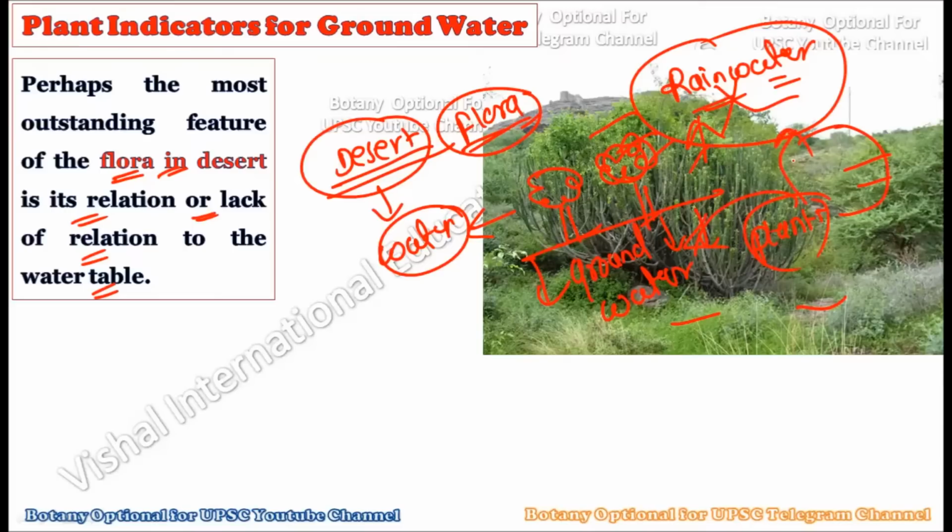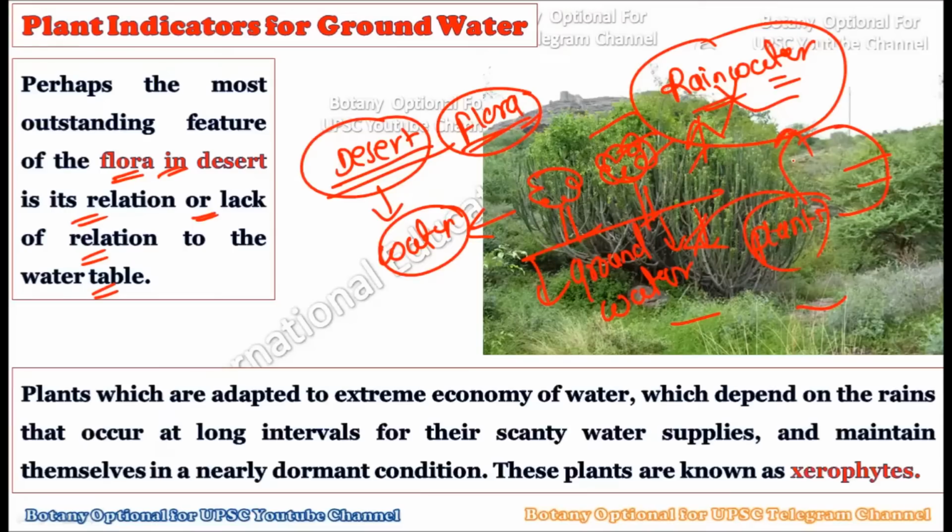So you should have a clear distinction between these species, that not all of the species are showing the presence of groundwater in the desert. Now see, plants which are adapted to the extreme economy of water, and which depend on the rain that occurs after long intervals for their scanty water supply and maintain themselves nearly in a dormant condition, such plants are considered xerophytes.